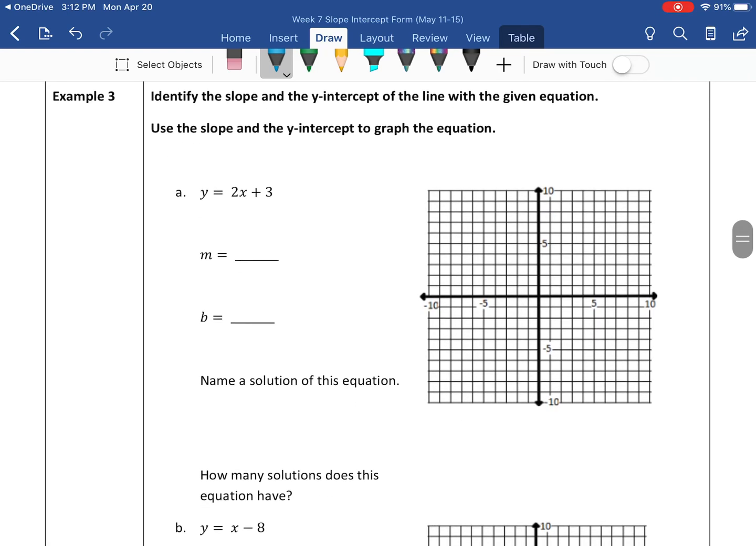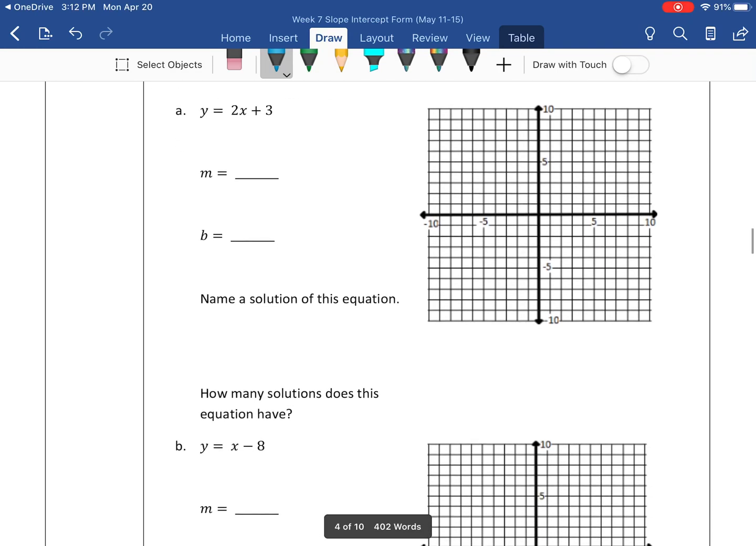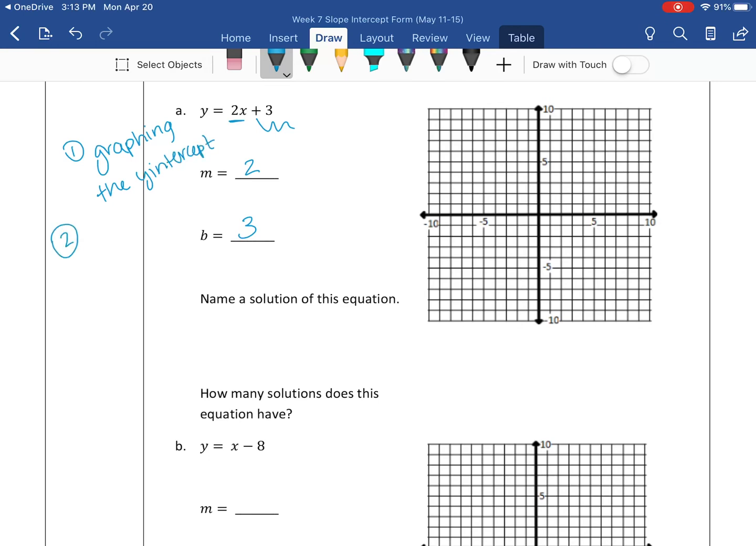Example 3, we want to identify the slope and the y-intercept of the line, and then use those to graph the equation. All right. So letter A, we have y equals 2 times x plus 3. Well, our slope in this case is 2, and our y-intercept is a +3. So in order to do this, we are going to start by graphing. Number 1 will be to graph the y-intercept. And then after we graph the y-intercept, our second step is going to be use the slope to draw the line, or to finish the line.